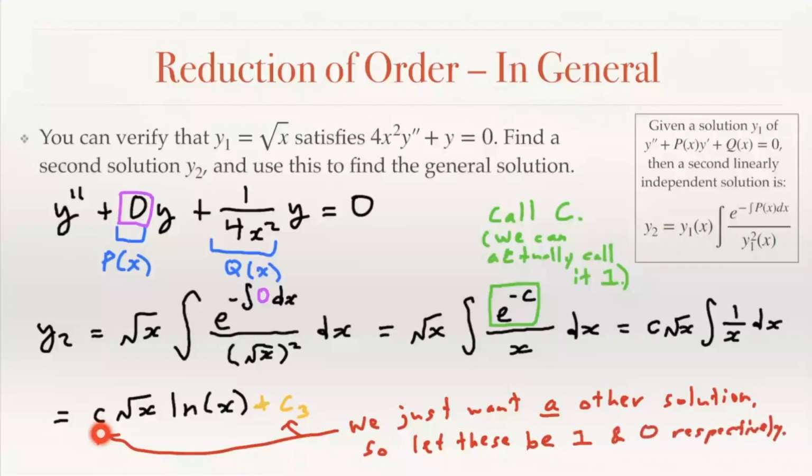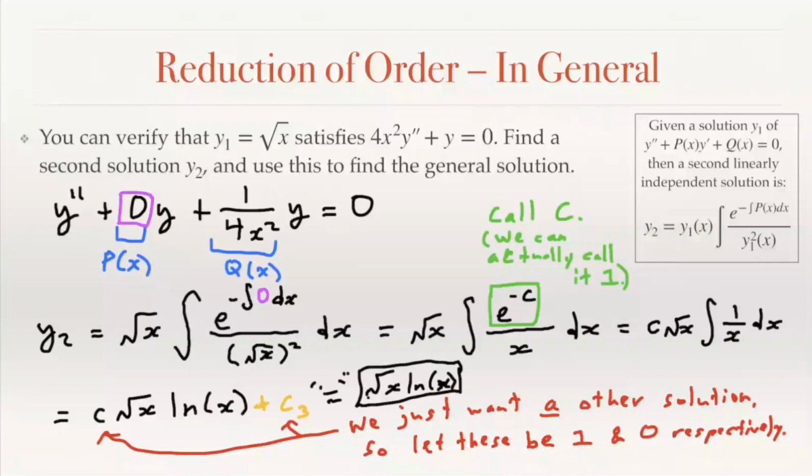If we let the first one be 0, yes, that's a solution, but it won't be linearly independent because it would be 0. And any set containing 0 is not linearly independent. But if we let it be 1 and let that be 0, we wind up with another solution aside from the square root of x. So our other solution is root x ln x.